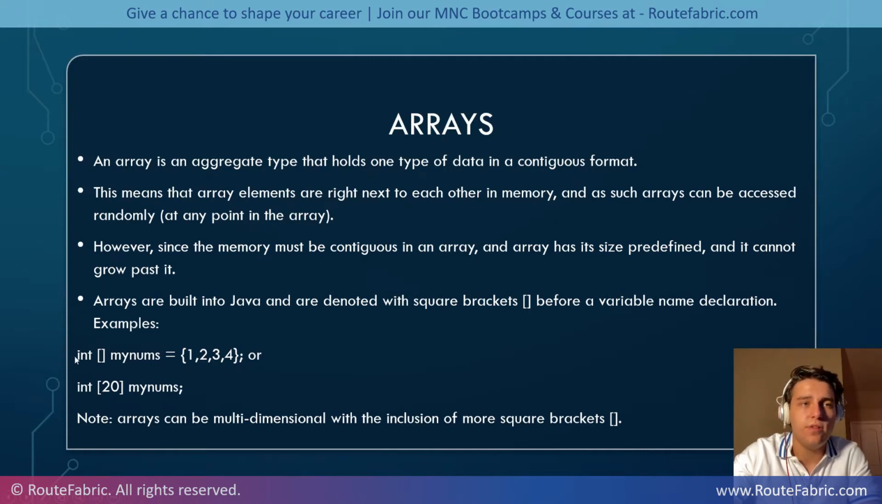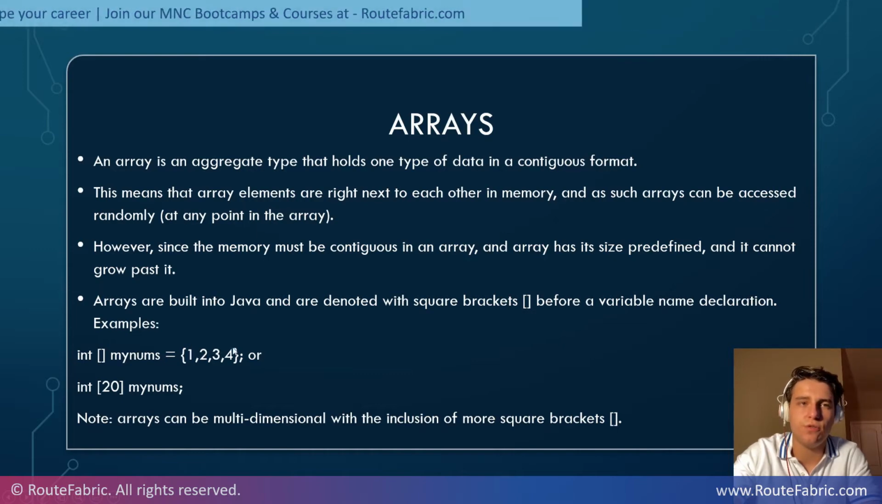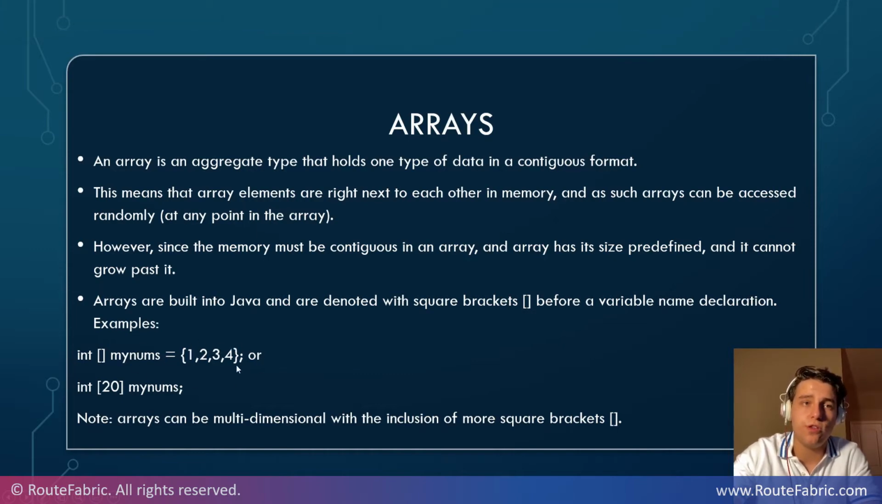So there's a couple different ways we can declare an integer array or any type of array. We can either explicitly set values for each one. So here we say int array mynums, and we're going to set it to 1, 2, 3, 4. So this is an array with 4 different elements, and they have the values 1, 2, 3, 4. So this is one way you can do it. You can also not set any default values, and you can just declare the size.